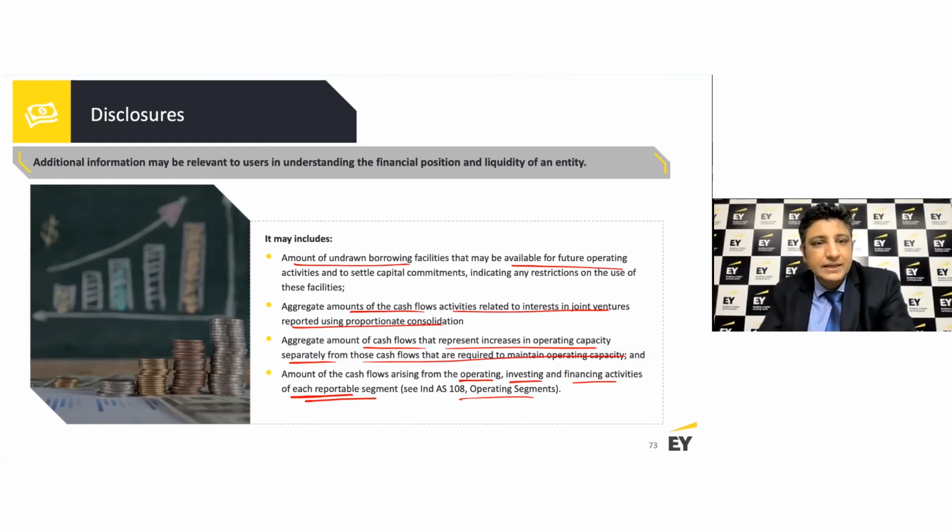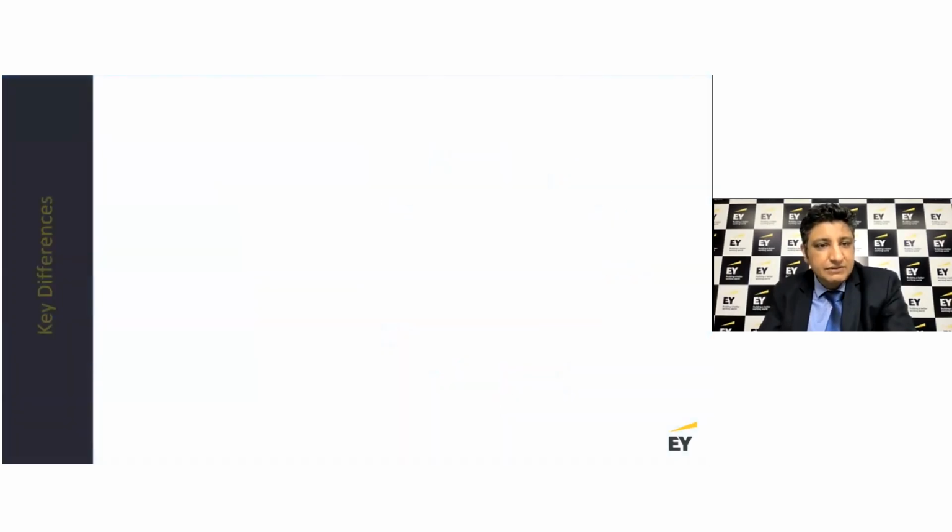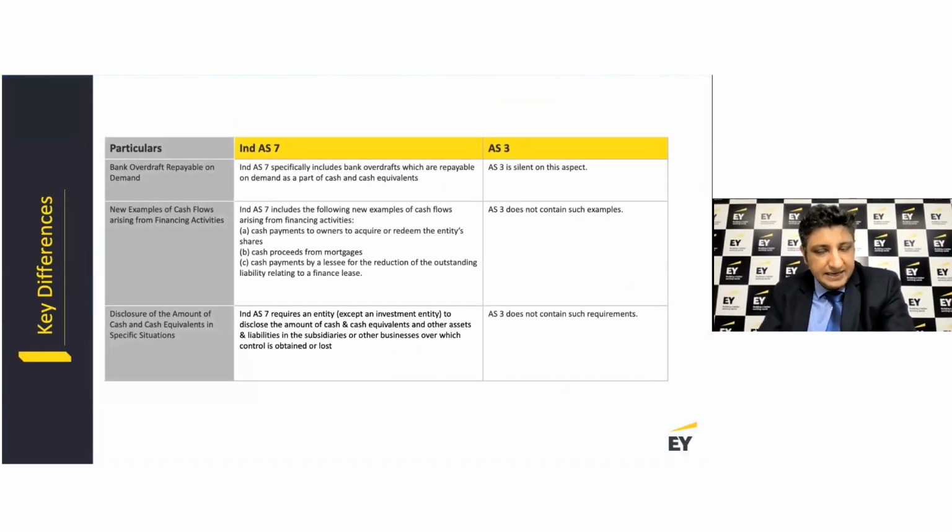All right. Now, the last section that we want to talk about is key differences between Ind AS 7 and AS 3. Not much difference you would find. Specifically, you want to consider, by the way, bank overdrafts are a part of the cash and cash equivalents, but AS 3 would normally treat them as financing. The bank overdraft would be an example of financing rather than cash and cash equivalents. So there's a change in the presentation and classification both.